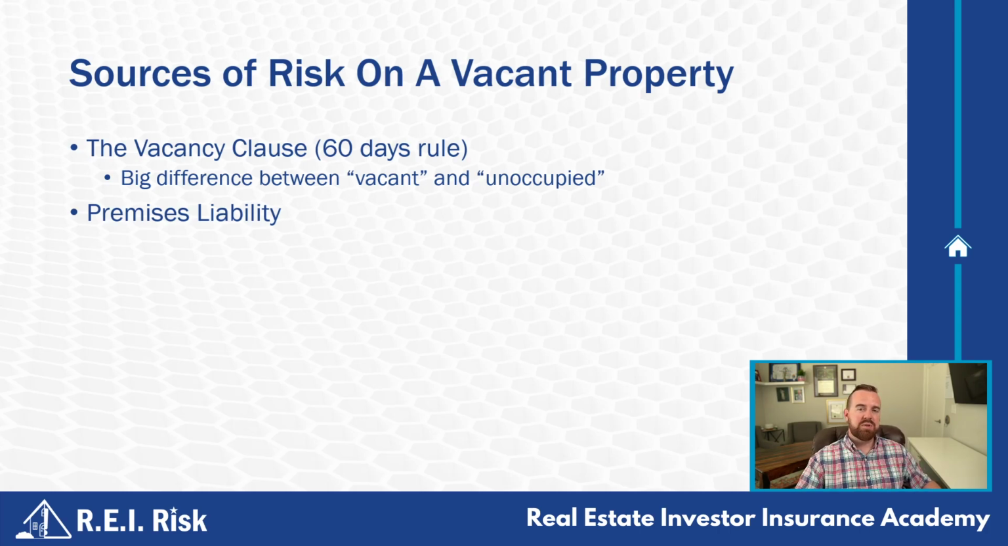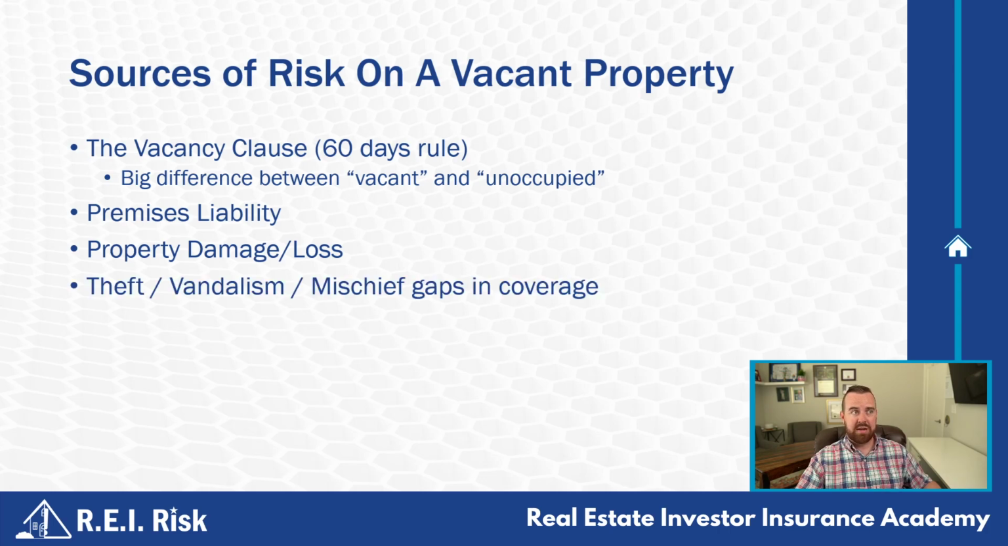Second is going to be premises liability. This is for third-party accidents or injuries or property damage that occurs anywhere on your property. Next is going to be property damage or loss to your asset. This is to the building itself. On a vacant property policy, typically there is no loss of income because there's not a tenant in the property.